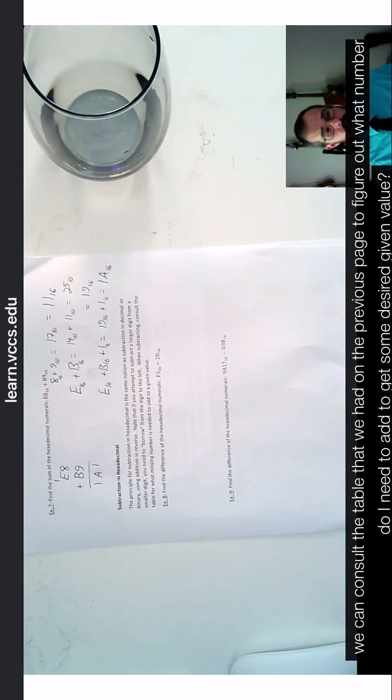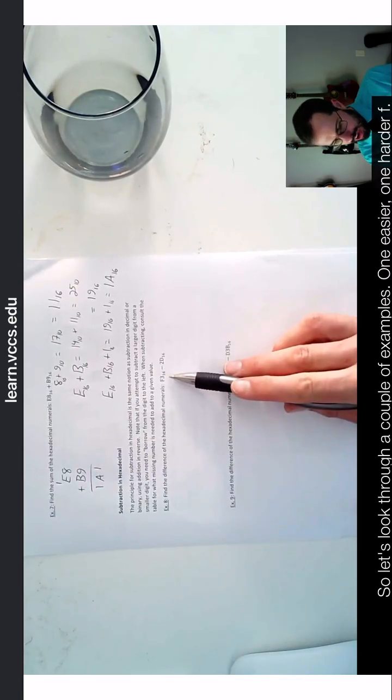Now, when we're doing subtraction, because subtraction is addition by an unknown number, we could consult the table that we had on the previous page to figure out what number I need to add to get some desired given value. So let's look through a couple of examples, one easier, one harder. F3 minus 2D.